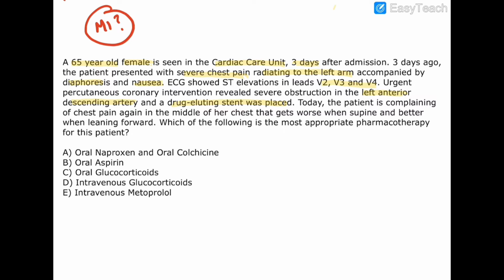Today, however, the patient has chest pain again. Is this an MI again? Well, let's see. Her type of chest pain is that it gets worse when she's supine, when she's lying down, and gets better when leaning forward. This is highly characteristic of a disease. Any guesses? Well, you must have guessed it right. Pericarditis. Now, there are many forms of pericarditis and many causes, but seeing that she's had an MI and it's been 3 days, let's link these together.